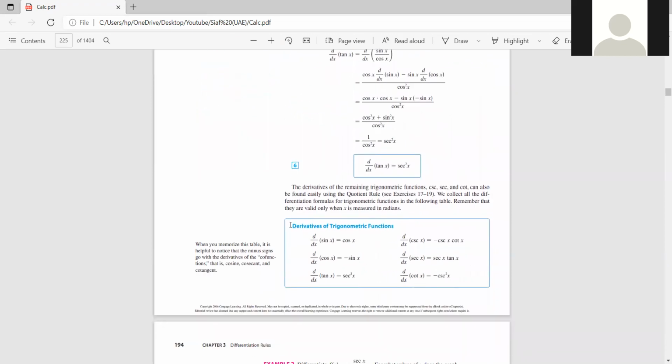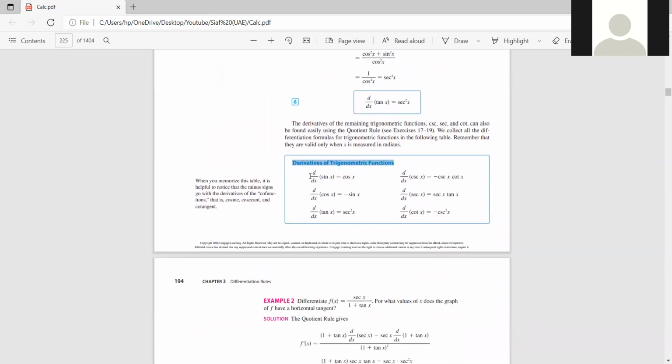This is a list of the derivatives of trigonometric functions. Let's just go through it. The derivative of sin x is cos x, and the derivative of cos x is minus sin x. The derivative of tan x is sec squared x, and the derivative of cosec x is minus cosec x cot x, and the derivative of sec x is sec x tan x. The derivative of cot x is minus cosec squared x. These are the 6 identities that you have to memorize: the derivatives of cot x, tan x, cos x, and sin x.